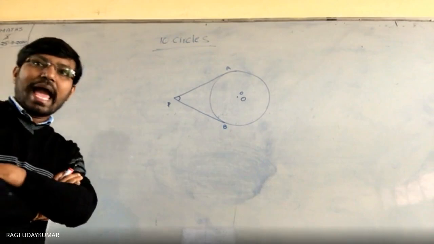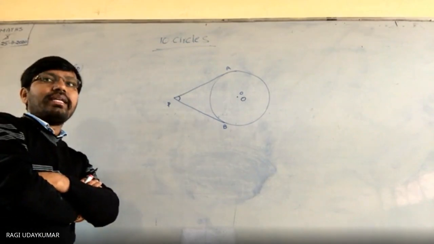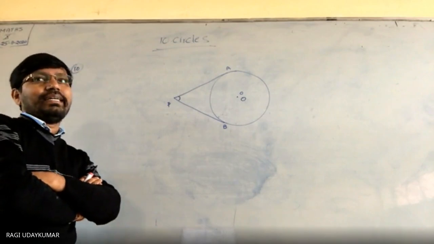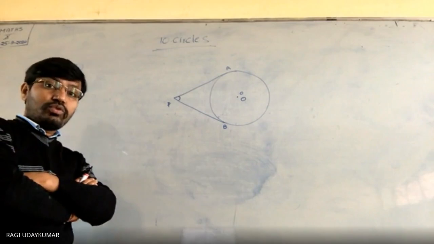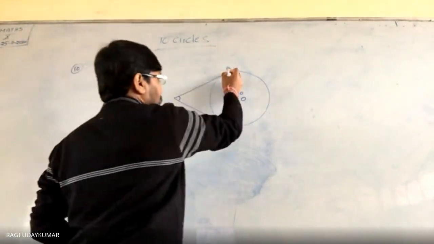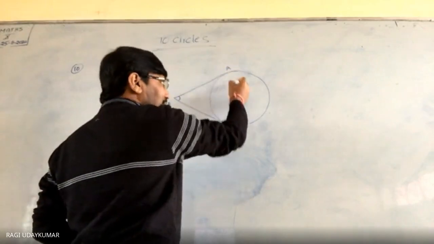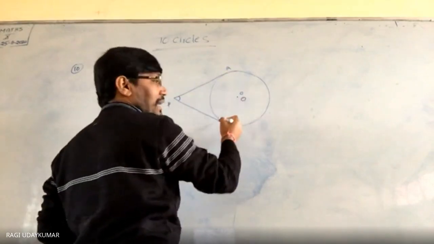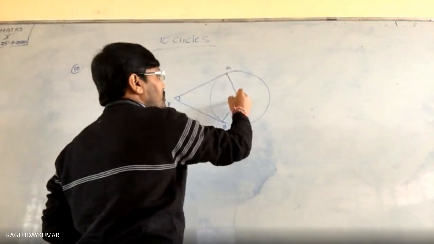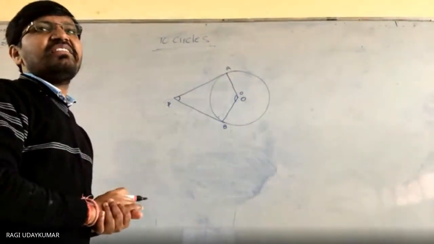What is meant by the angle subtended by the line segment joining the points of contact at the center? First thing you need to know is the line segment joining the points of contact, and this line is subtended at the center. So we need to prove that angle AOB and the other angle are supplementary. It's very simple. Nothing is there in that.